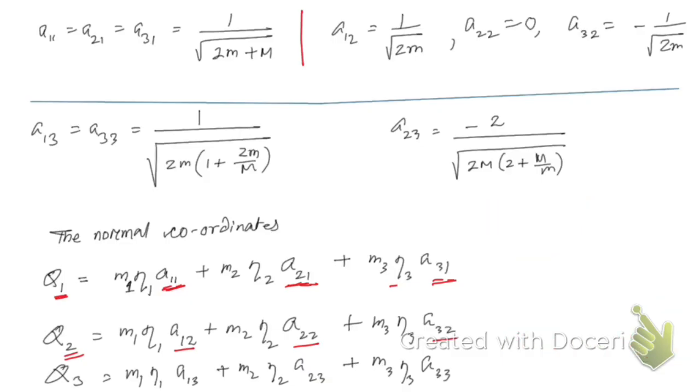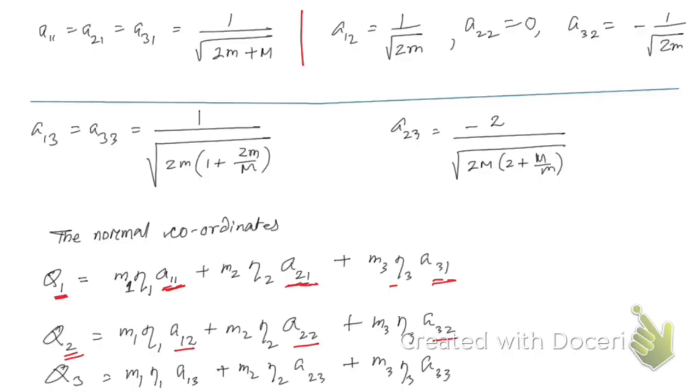So with this aij, here we're going to have mass and eta: mj eta j, that is equal to qj, right? That is the general term to represent. Hope you have understood this. So now we're going to use those values you can see above here.